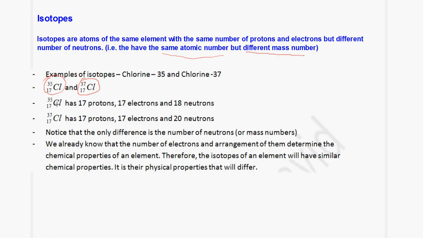Therefore, for chlorine-35, it will have 17 protons, 17 electrons, and it will have 35 minus 17, which is 18 neutrons. In the case of chlorine-37, it will have 17 protons, 17 electrons, and the number of neutrons will be 37 minus 17, which will give us 20. So if we look at the two isotopes, we realize they have the same number of protons and electrons, but the number of neutrons are different.